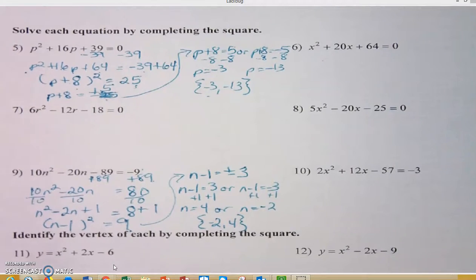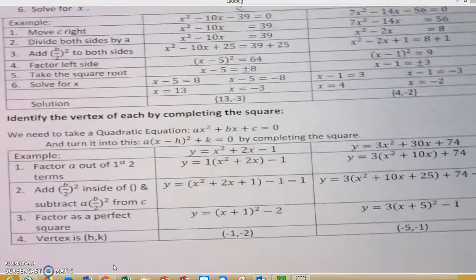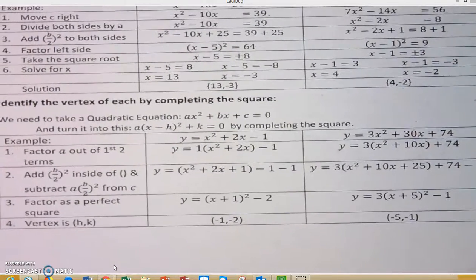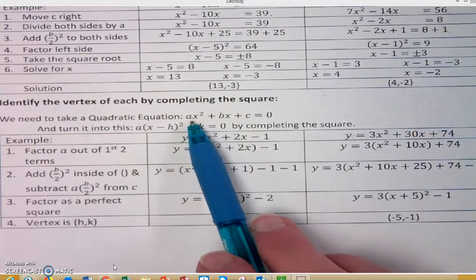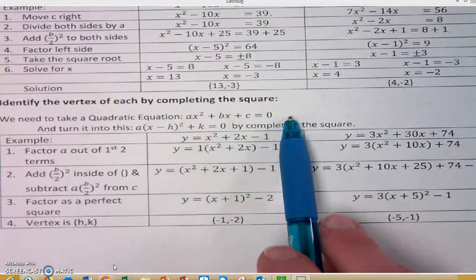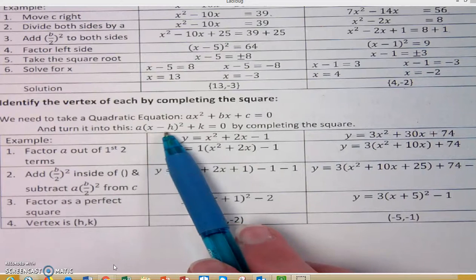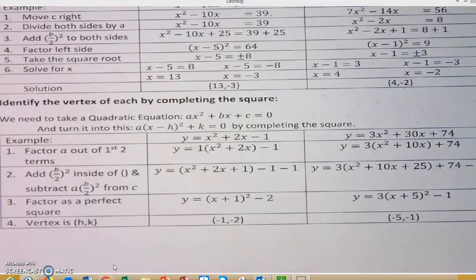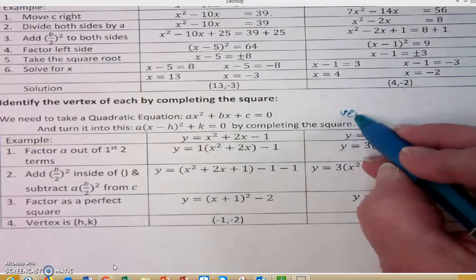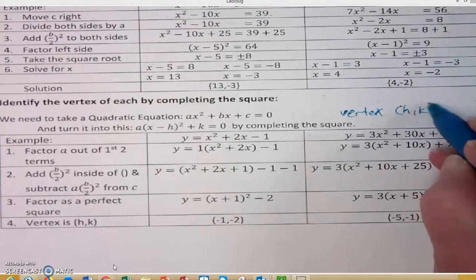Let's turn it back over and learn about how to identify the vertex of a quadratic by completing the square. So we need to take the quadratic equation in the form ax squared plus bx plus c equals 0 and turn it into this form, a times (x minus h) squared plus k equals 0, by completing the square. So remember, our vertex is (h, k). Let's write that down. Vertex is (h, k).